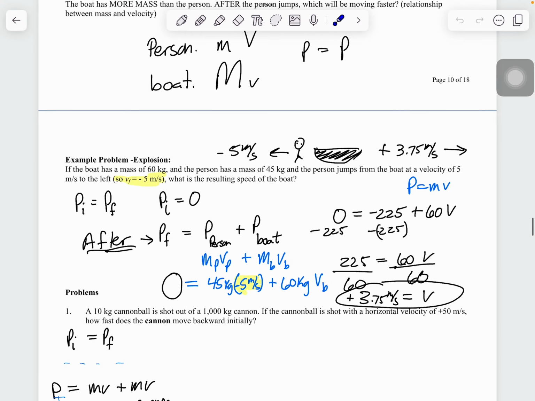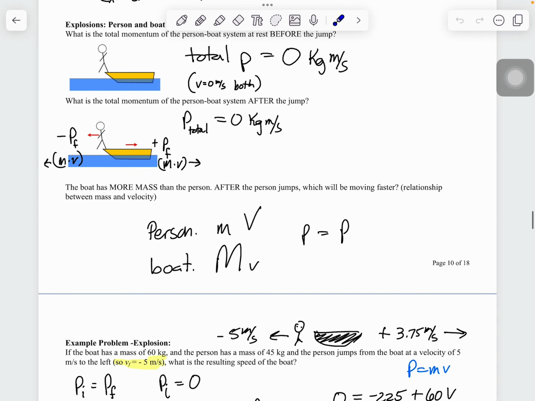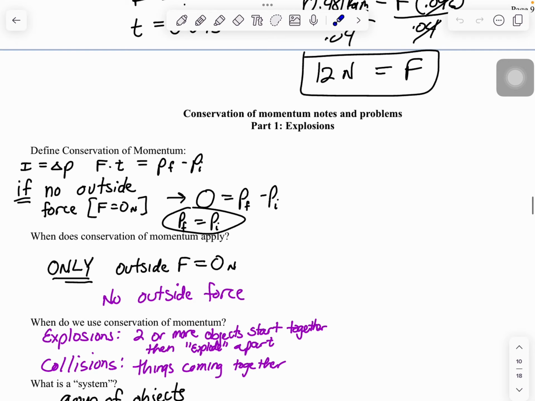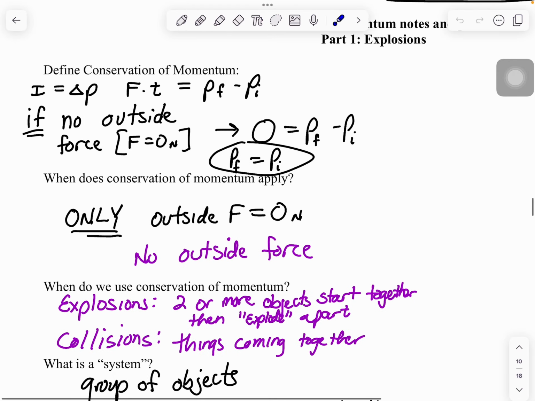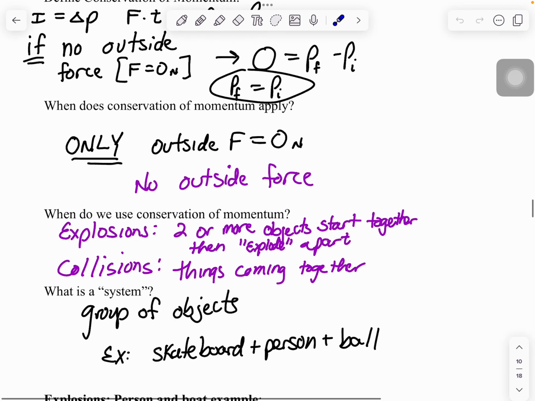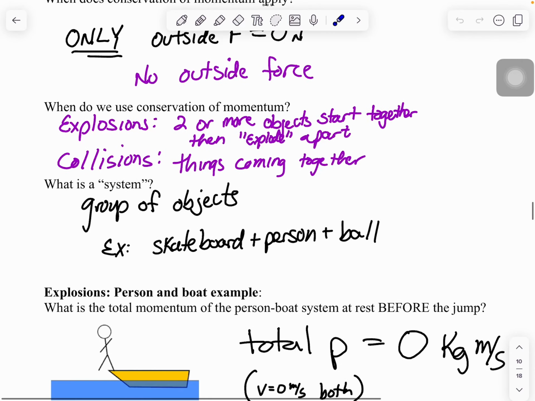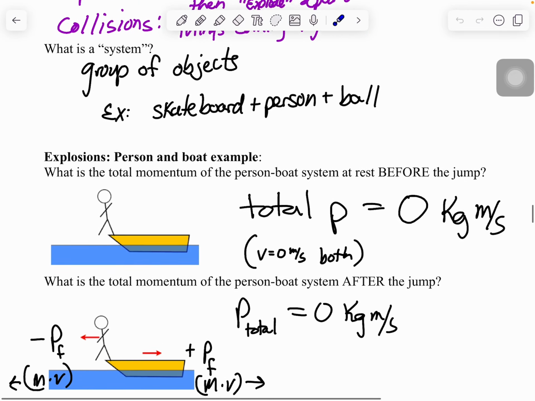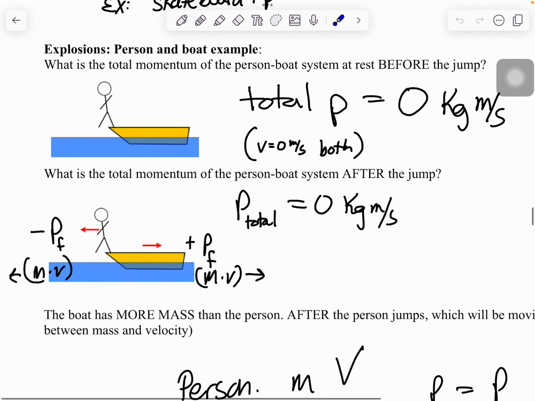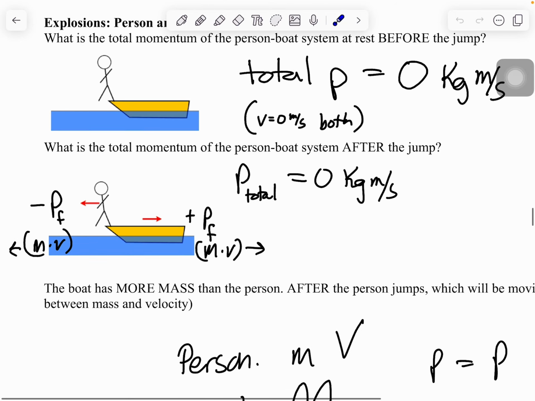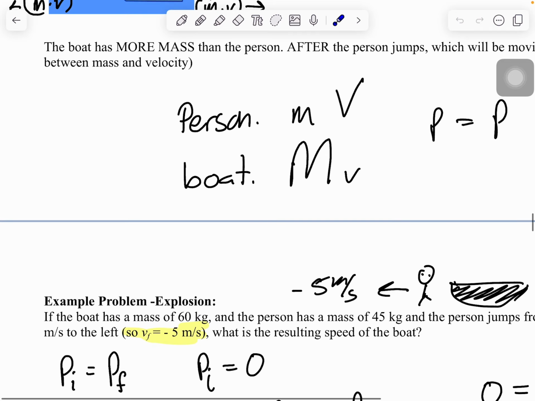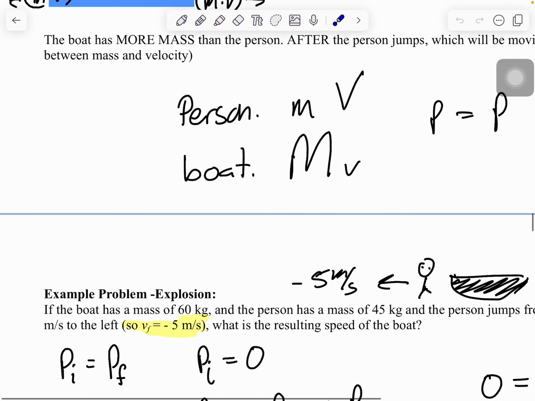So the lab was your first little dive into that. We took all these notes the other day, right, about explosions. I'll slowly scroll through so that if you need to pause and take notes on those, you can. So we talked about explosions and collisions is where we have a conservation of momentum. We looked at an example. Our total momentum at the start is 0. Our total momentum at the end is 0 because it's an explosion.